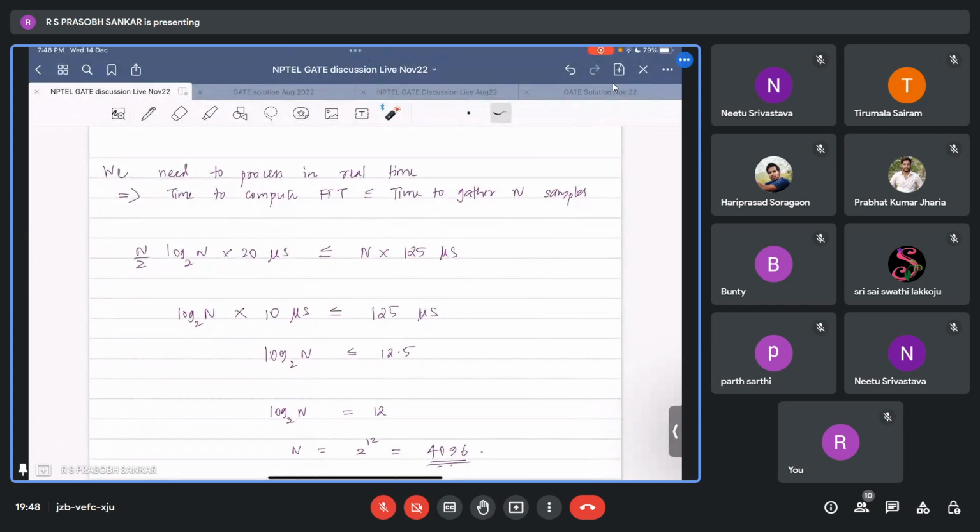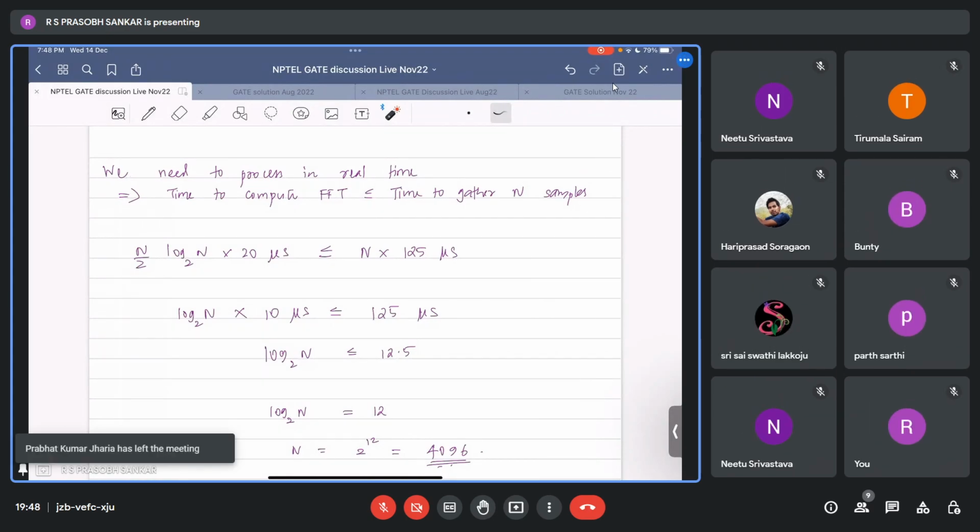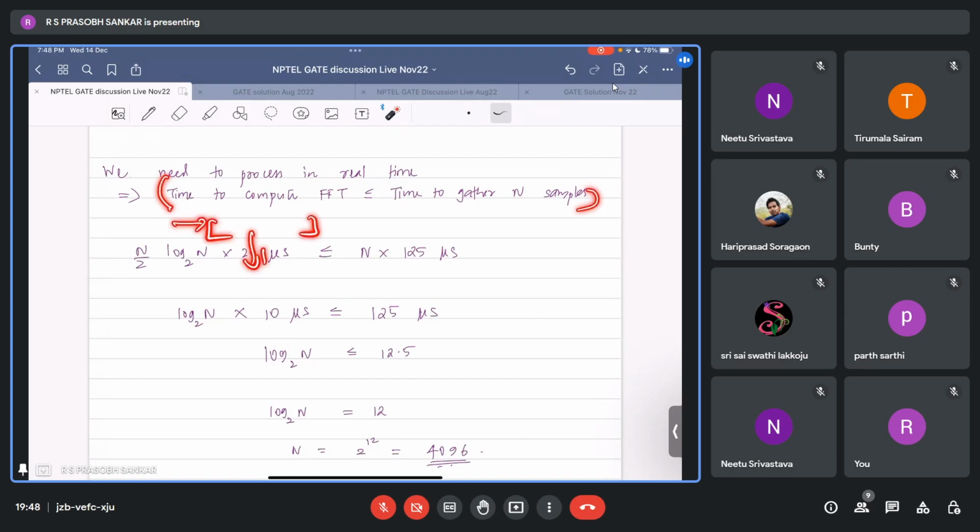We need to do this thing in real time. So the input is coming, and along with the input, we are computing the FFT. We don't know the value of N, and we are asked to find the maximum value of N. The catch here is we need to do this operation in real time. That means the time to compute the FFT should be less than or equal to the time to gather those N samples. If this is satisfied, by the time we get these N samples, we can do the FFT, do whatever we want with that, then wait for the next batch of N samples.